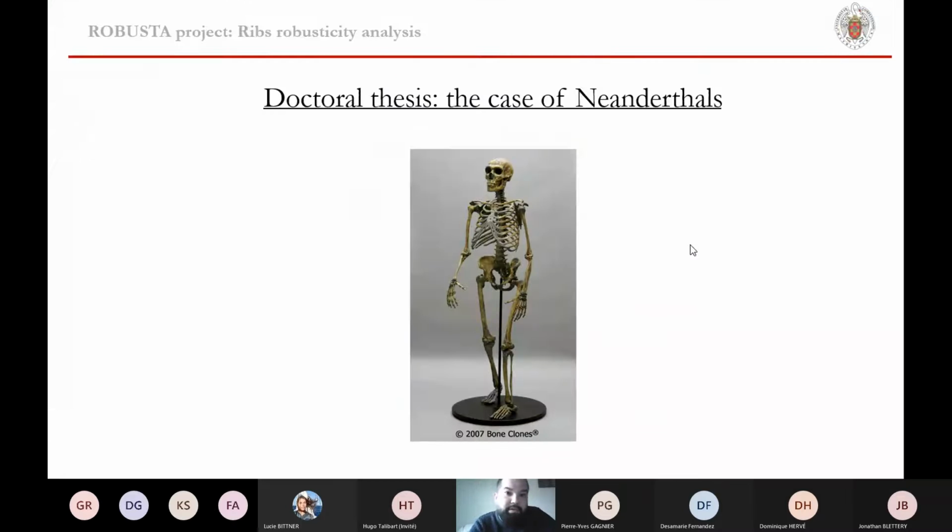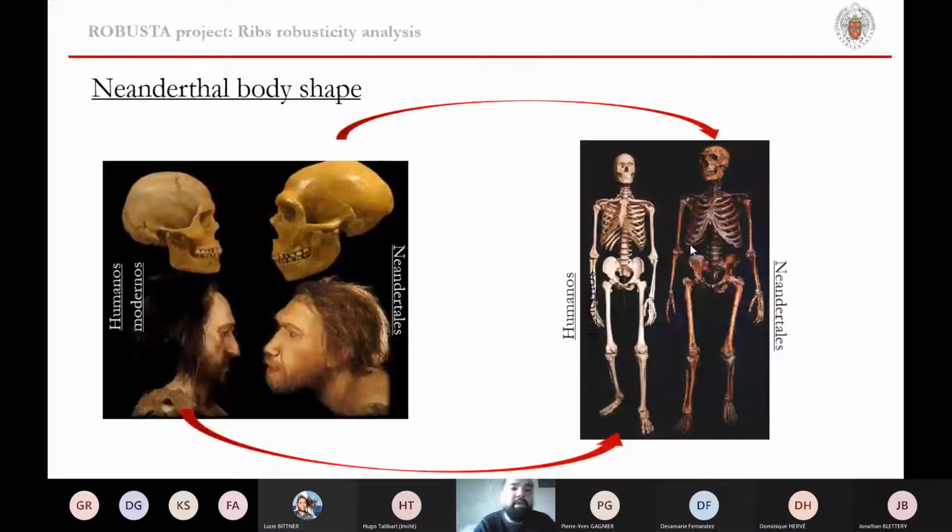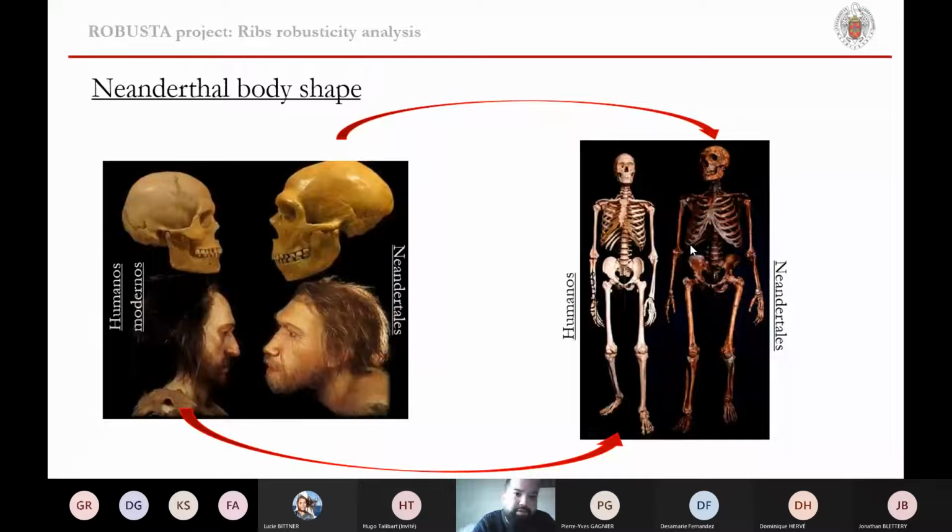So using this landmark protocol that I mentioned, I did my dissertation specifically on the rib cage of Neanderthals. We know there's a correlation between the cranial and facial shape and the body shape in Neanderthals and modern humans. And as you see here in this skeleton that you can see on the right hand side, the Neanderthal body morphology and the rib cage morphology is very different from the one from Homo sapiens.